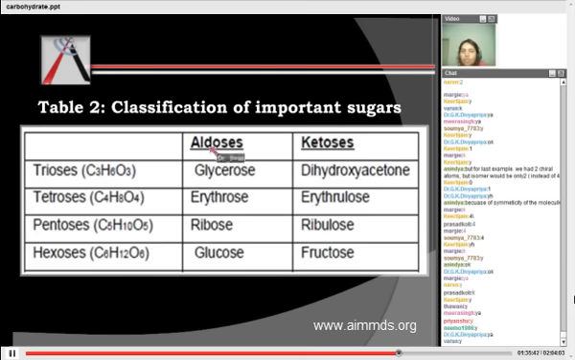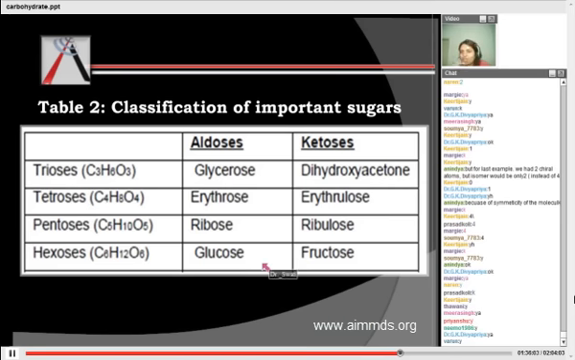Okay, so here we have some of the important sugars. We have some trioses. In trioses, we have glycerose, that is glyceraldehyde, then we have dihydroxyacetone. In tetroses, we have erythrose and erythrulose. In pentoses, we have ribose sugar and ribulose. In hexoses, we have glucose and fructose. Fructose is nothing but a ketone form of glucose.